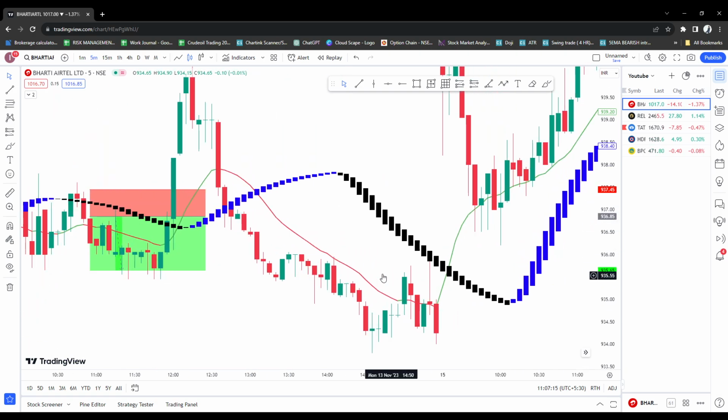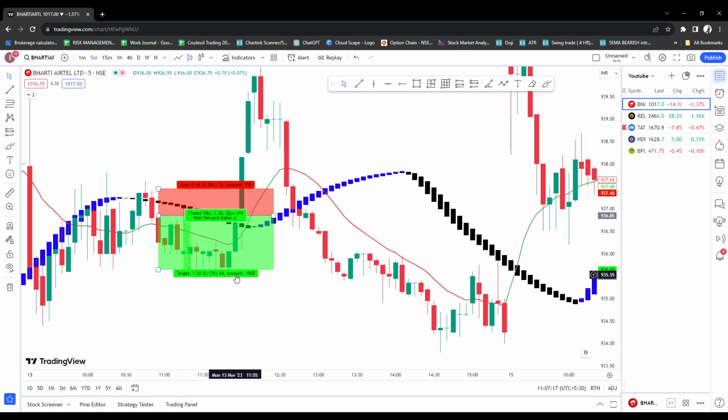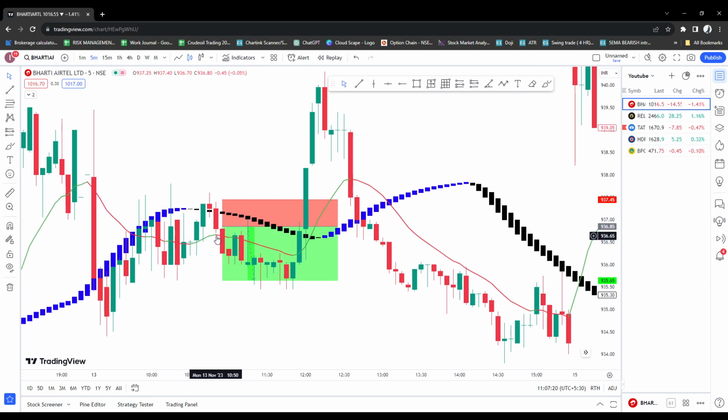That's it. You guys see 1:2 is the risk to reward ratio. So what happened here, the color has changed. Okay, downtrend, little up, then black again. So we enter here, this is the take profit.